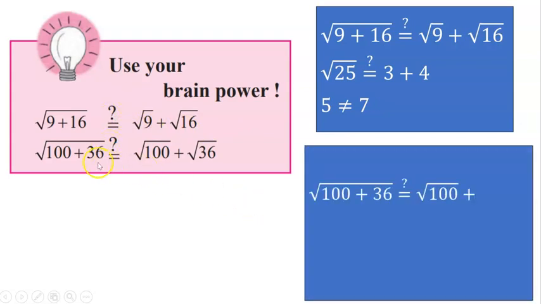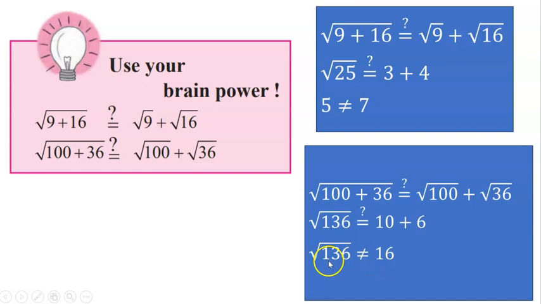Next, is root of 100 plus 36 equal to root of 100 plus root of 36? What is the root of 100 plus 36? That is the root of 136. And root of 100 is 10 plus root of 36 is 6. If you add it, you will get 16. And again, these two are not equal.